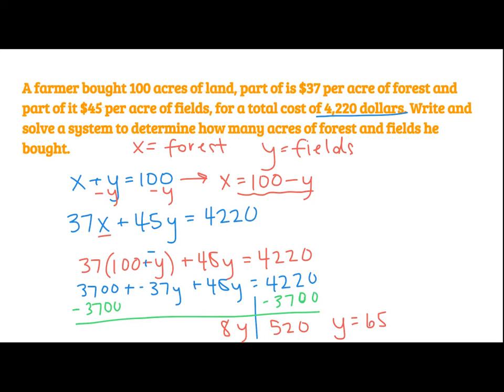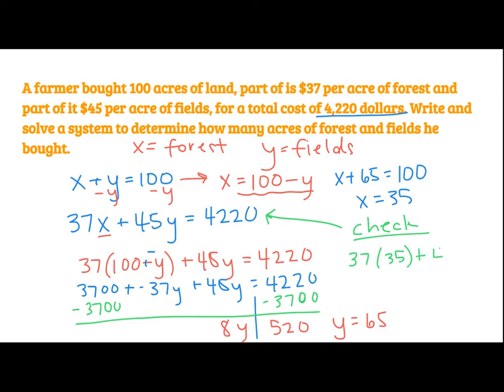Then, to figure out how many acres of forest, we could plug it back into our original, and we'd say x plus 65 equals 100. So x then has to be 35. To check, we need to go back to the equation that we didn't use to solve for our x value, and plug in the values that we found. So 37 times 35 plus 45 times 65, and that all should equal 4,220. And it does. So we got it right.